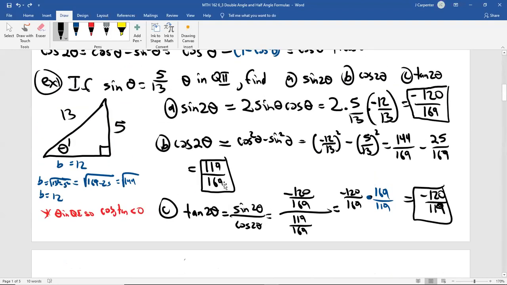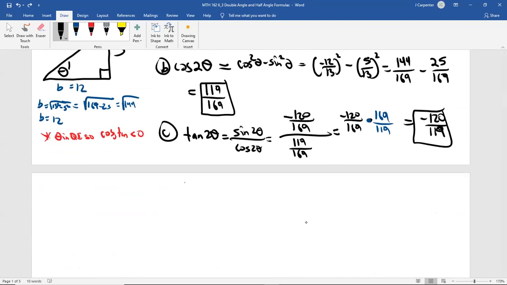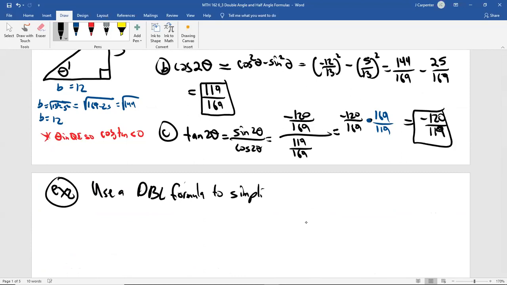So there was our example 1, and we'll do another one like that in example 3, but let's do something a little different for example 2. Use a double angle formula to simplify, then evaluate.